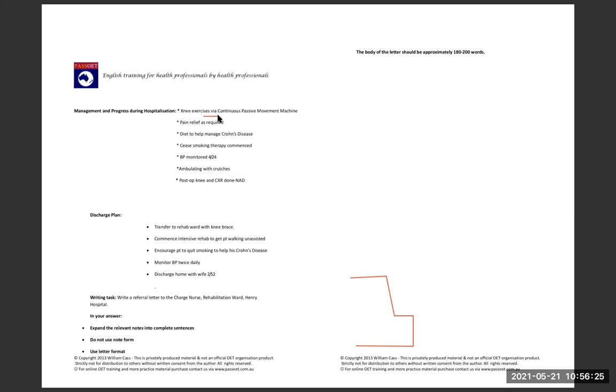Then during our hospitalization, knee exercises via the continuous passive movement machine were done, and pain relief was given as required. Diet was given to manage the Crohn's disease, and also cease smoking therapy was commenced. यहाँ पे छोटा सा was डालना है passive voice के लिए. BP was monitored every 4 hourly, and the patient started ambulating with crutches.